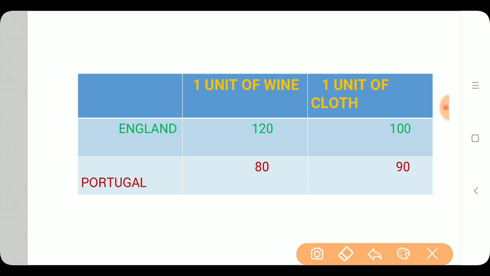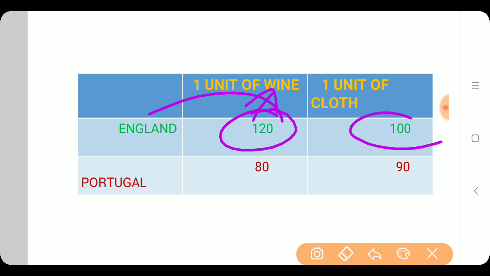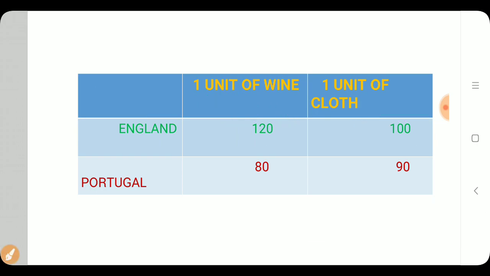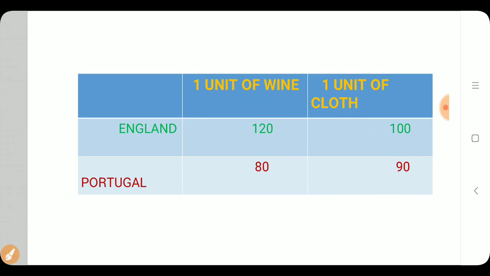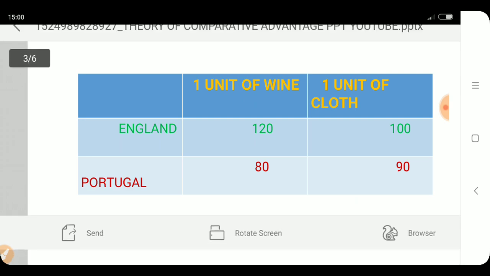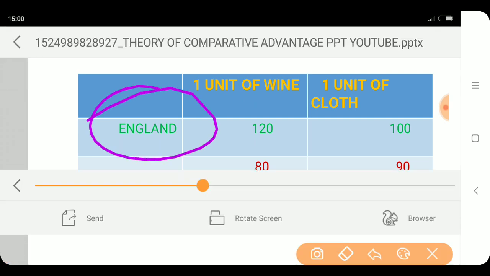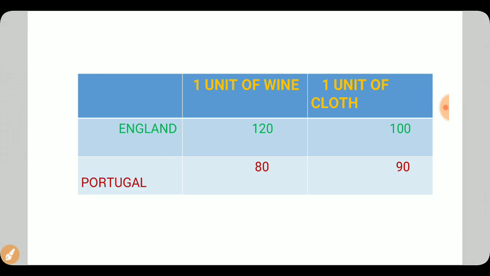For example, we can see here England needs 120 hours of labor to produce 1 unit of wine and 100 hours of labor to produce 1 unit of cloth. In the same way, Portugal will need 80 hours of labor to produce 1 unit of wine and 90 hours of labor to produce 1 unit of cloth. So there is no absolute advantage for any country. Sorry, there is an absolute advantage for Portugal, but England has no advantage.